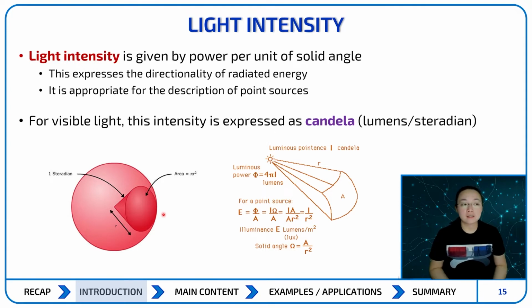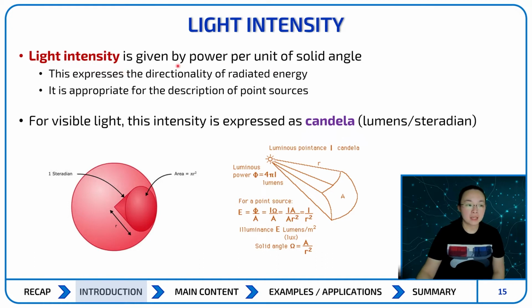So the key difference is that light intensity is not light flux. Light intensity is not comparable to sound intensity. We have light intensity expressed as something called candela, which is lumens per steradian. And 1 steradian is considered 1 solid angle over here. And you have an area of pi r squared.